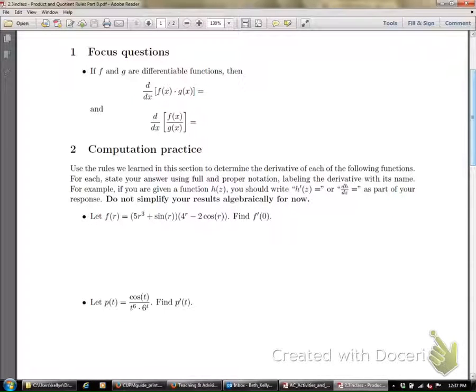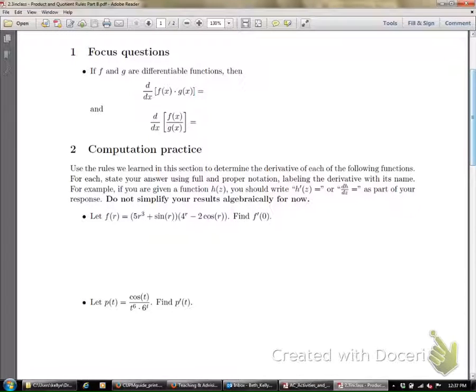I want to go through the second activity worksheet for section 2.3 on the product and quotient rules. So if you want to have some extra practice, you can see how to do these, because most of you did not get to this in class. So we need to remind ourselves what the product and quotient rules are.